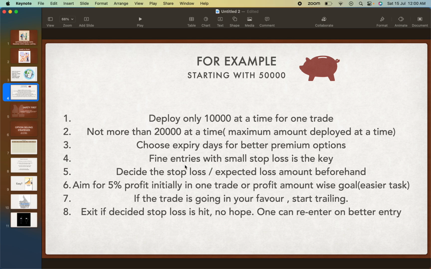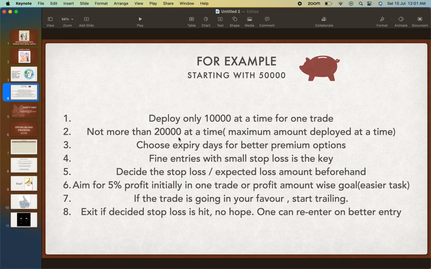Now the key is to find entries with a small stop loss. For that, you need to master your trading plan. You need to do paper trading. You have to practice taking fine entries with a small stop loss. Those who trade Bank Nifty know that Bank Nifty is very volatile. Nifty is comparatively better, so you can choose the instrument that is suitable, what you understand, or what you are comfortable with, and then select it.